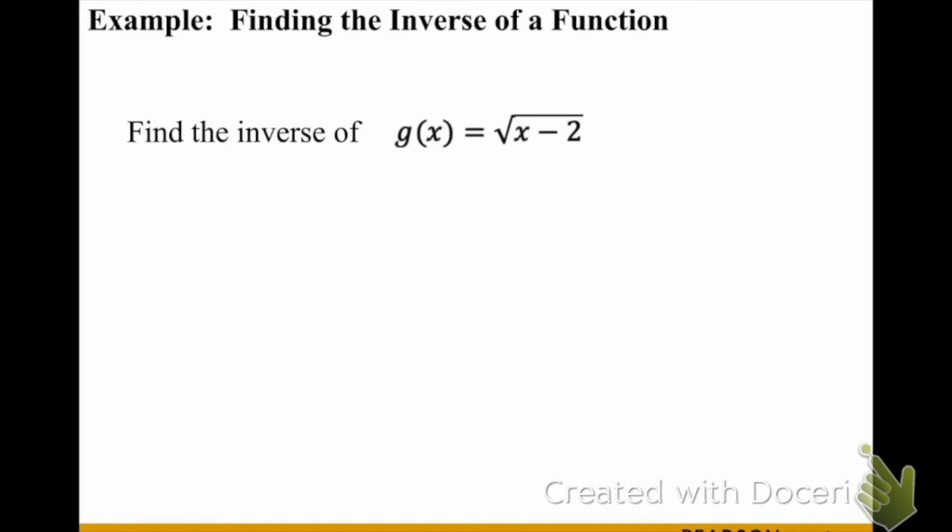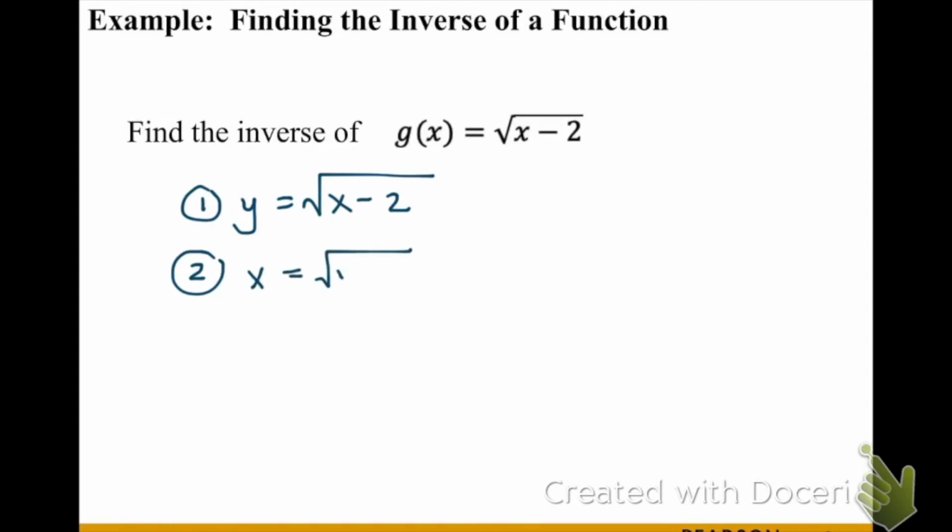In our next example here, let's consider the function g of x equals the square root of x minus 2. Step 1, again, we're going to replace that g of x with y. And then we're going to swap the location of our variables, giving us x equal to the square root of y minus 2.